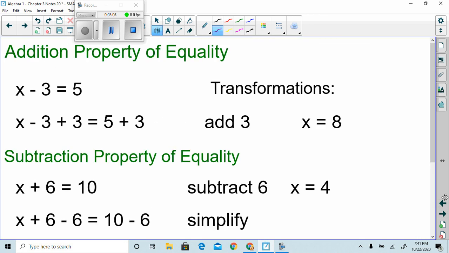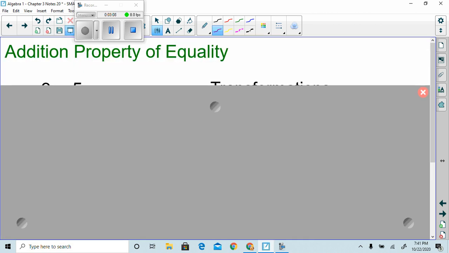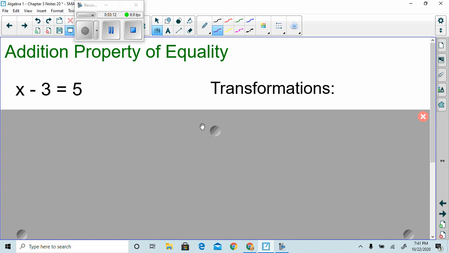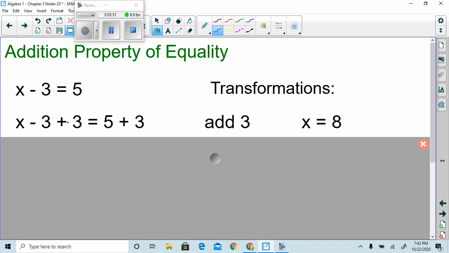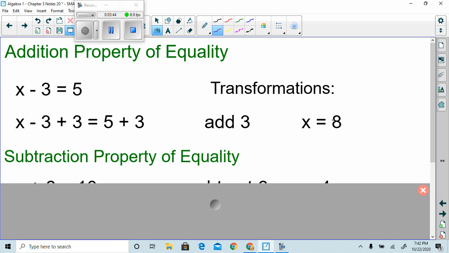All right, so now I mentioned briefly something about these properties of equality. The addition property of equality says that if I add a number to the left and I add the same number to the right, it will keep its equality. It will still be equivalent. So I'm going to try to undo, and by undoing this, I'm going to use the inverse operation. Once again, I'm going to add. I'm going to add 3 to both sides. So this is my transformation. It's telling me exactly what I'm doing. I generally write the original equation. It then tells me what to do, and we're adding. And then we get that x is equal to 8. That is my solution. So when we find the value of the variable, we call that the solution.